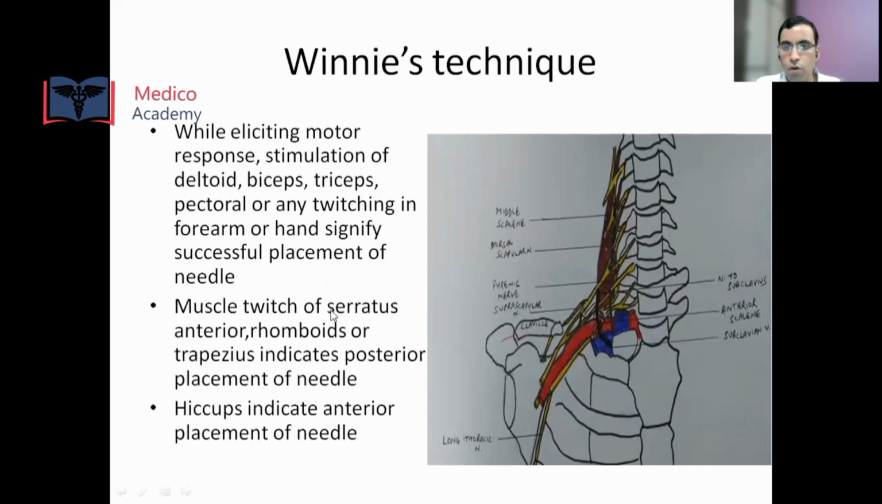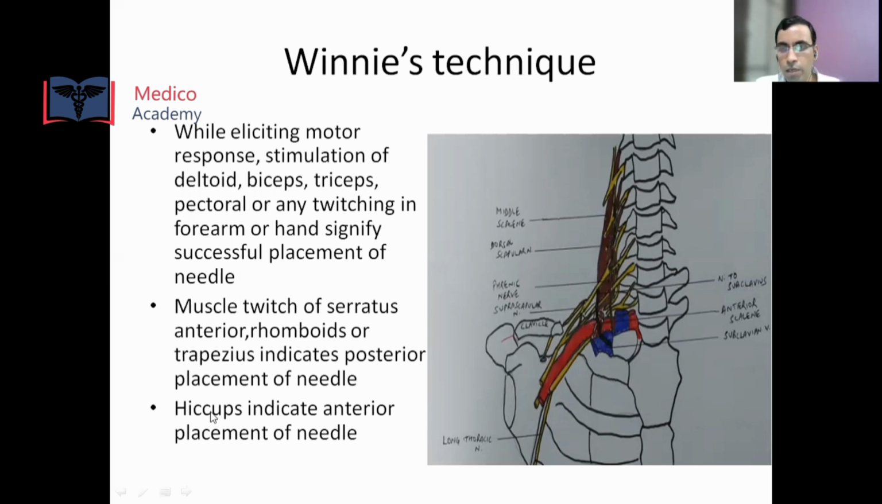While eliciting motor response, stimulation of deltoid, biceps, triceps, pectoral, or any twitching in the forearm or hand signifies successful placement of the needle. Muscle twitches of serratus anterior indicate stimulation of the long thoracic nerve. Rhomboids indicates stimulation of the dorsoscapular nerve, while trapezius indicates stimulation of the spinal accessory nerve. All these stimuli indicate that our needle is placed posterior to the interscalene groove.